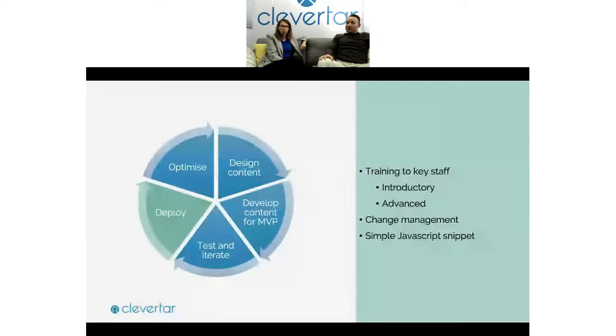And finally, we come to a deployment stage. This is where we assist with change management, different activities that might take place within an organisation. Training is a really key part of what we do here at Clevertar, because we want our customers to be able to make the changes that they want along the way as well. We certainly don't want them to be reliant on Clevertar where it's not appropriate.